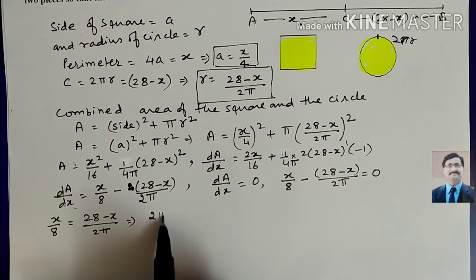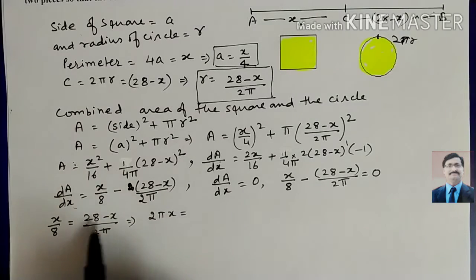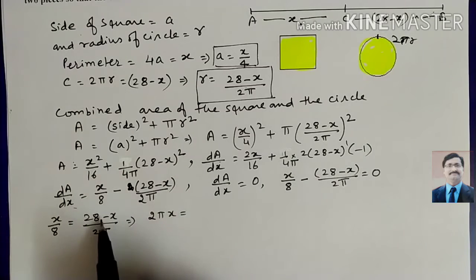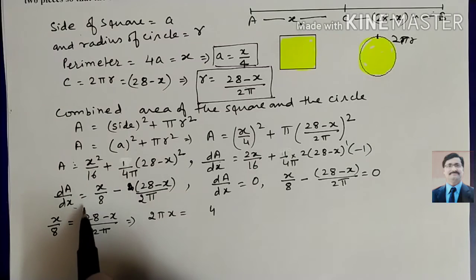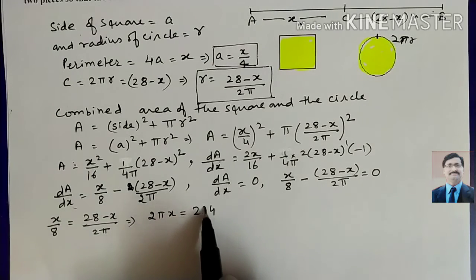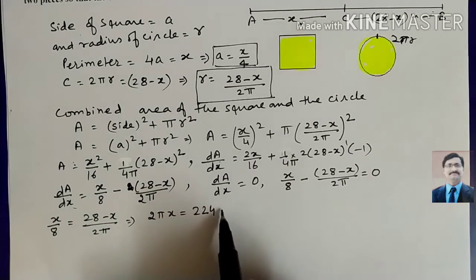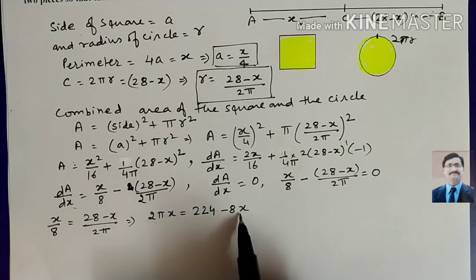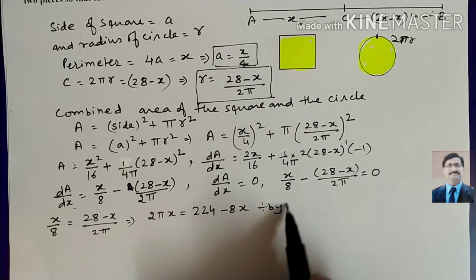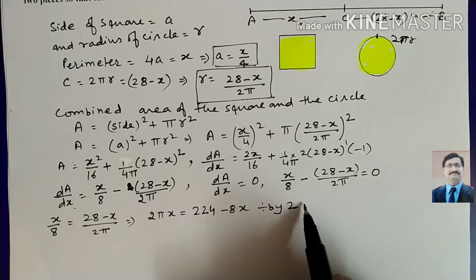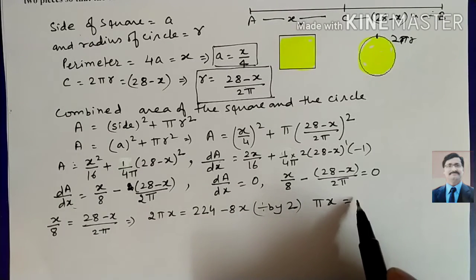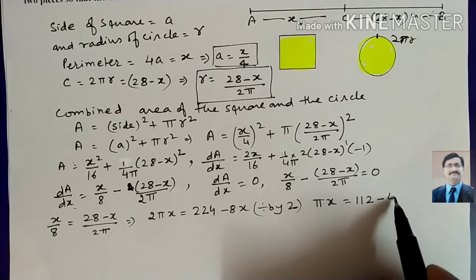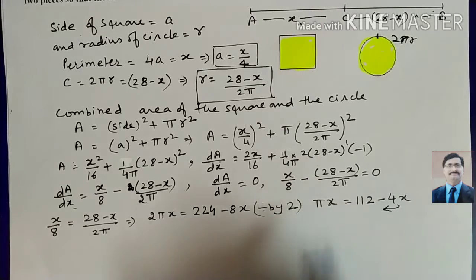We get 2 pi x equal to 28 into 8, 8 8 is 64, 6 22, and minus 8x we get. Now these all we can divide by 2, so when we divide by 2 we get pi x equal to 112 minus 4x. 4x we have to transfer.